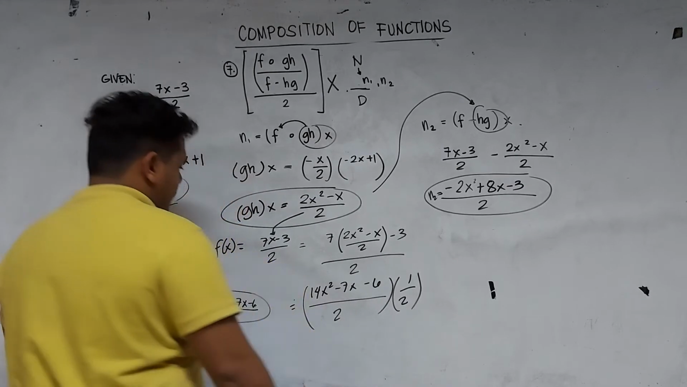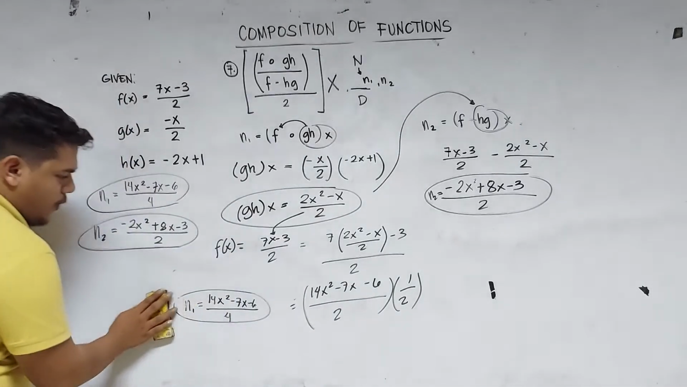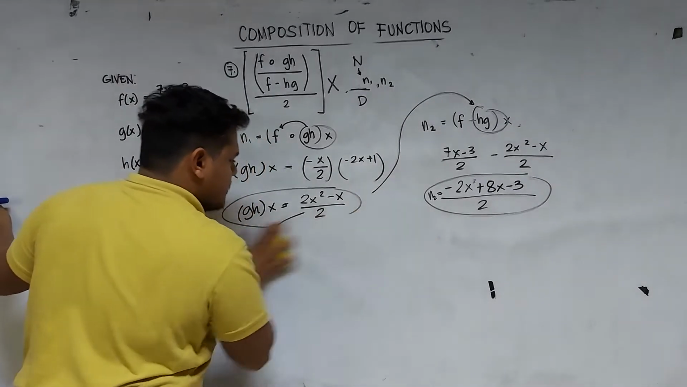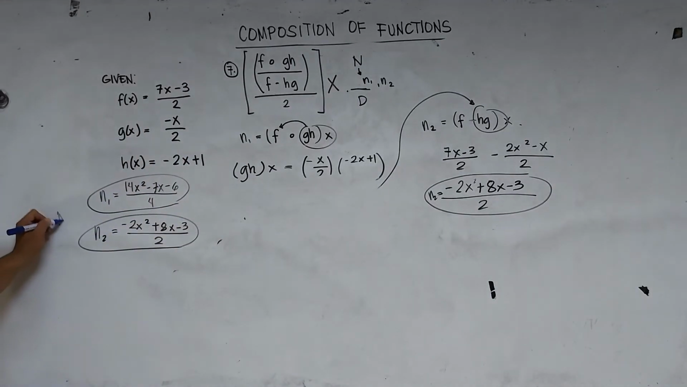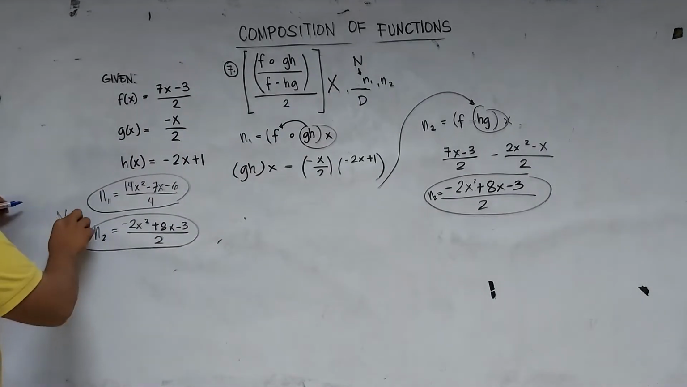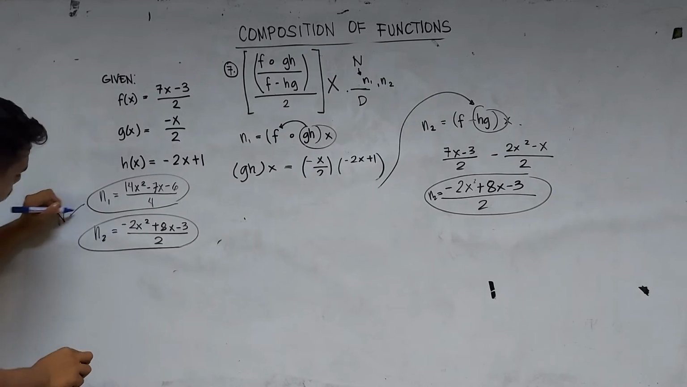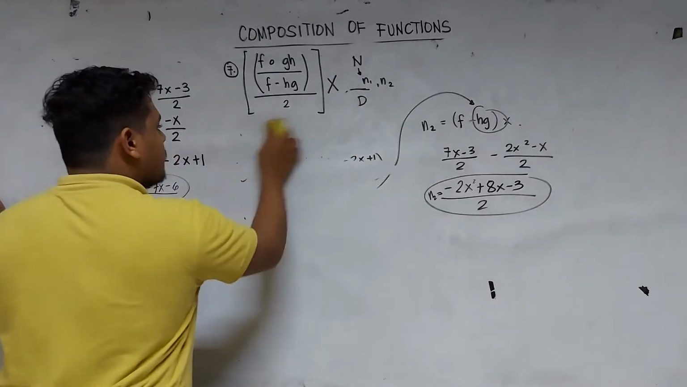Let's continue. Are we done yet? No, we are not done yet, guys, because as I said, we are only dealing with our n sub 1 and n sub 2, which are our sub-numerators, not the whole numerator. So we are not done yet. What do we do next?